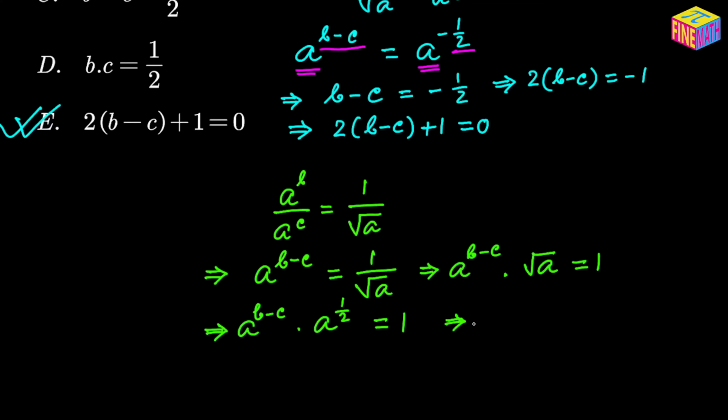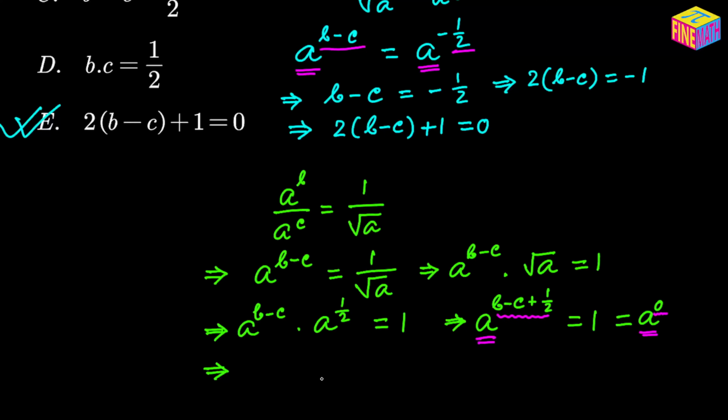And from here what do we get? Well, we can say a to the power b minus c plus 1 half, all of that is equal to 1. And can we write this 1 as a to the power 0, because any non-zero real number with a power 0 gives us 1. Now you see it is looking like an exponential equation because we have the same base on both sides. So now we are going to equate the exponents.